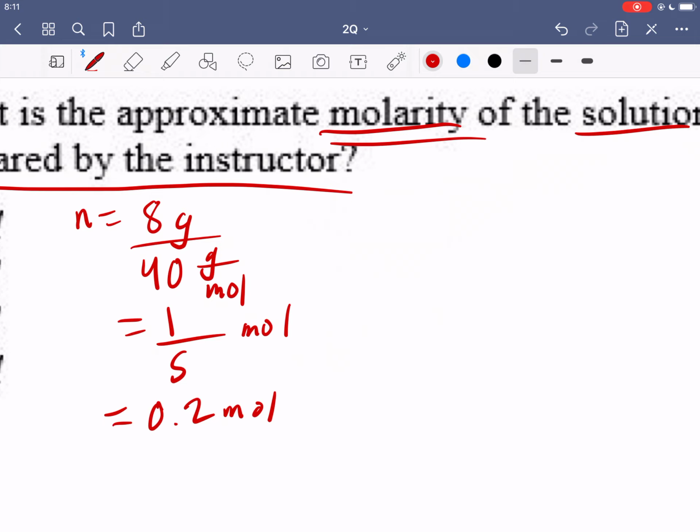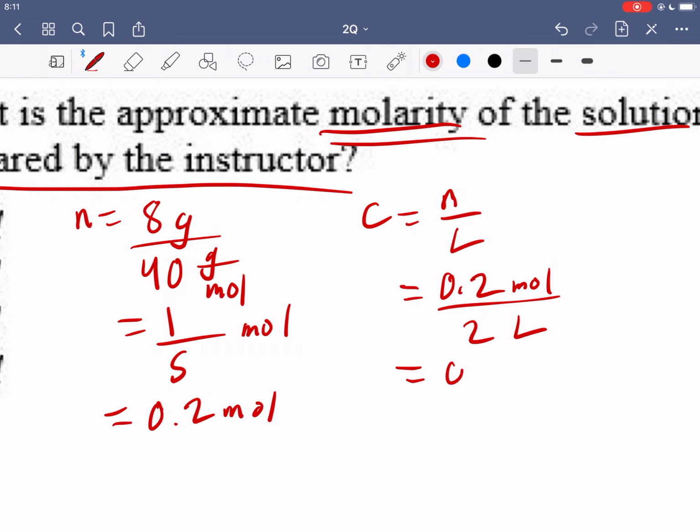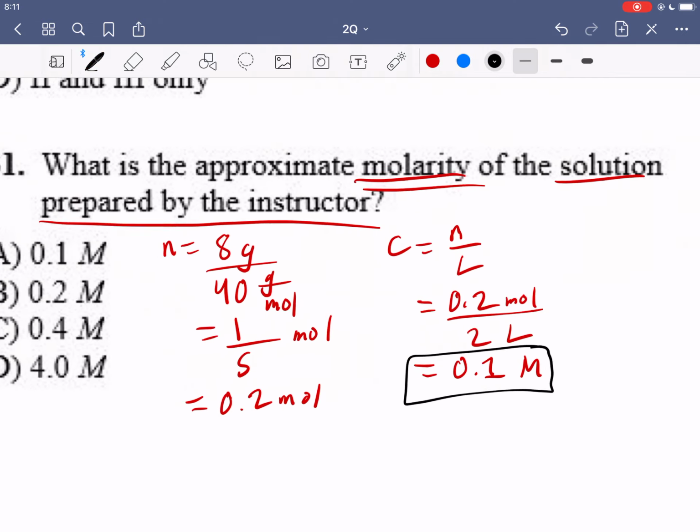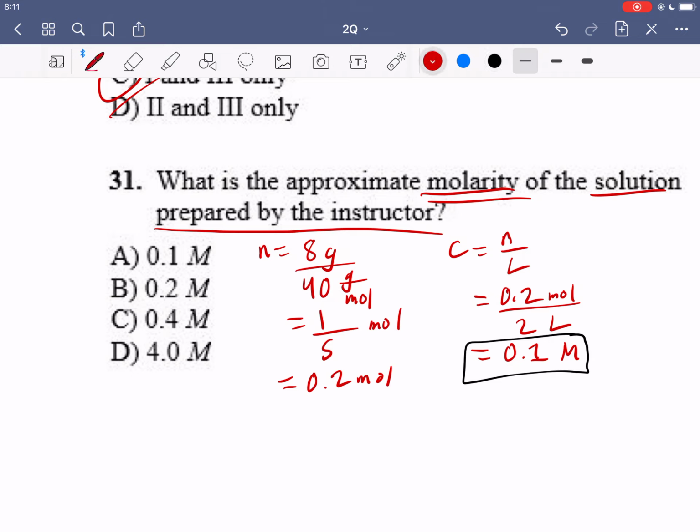That's how many moles I have, and then the concentration, that's moles over liters. So I had 0.2 moles over 2 liters. So pretty much just divide that by 2. So 0.1 molar. So that is my final answer. That matches up with option A.